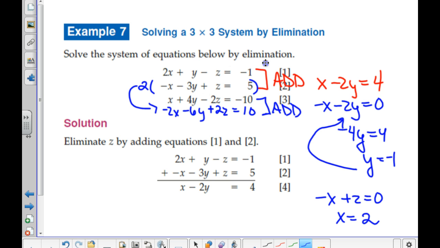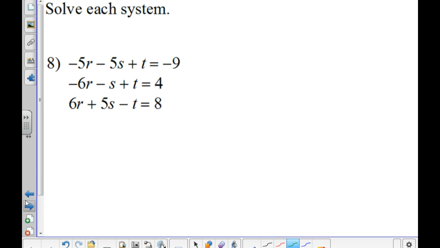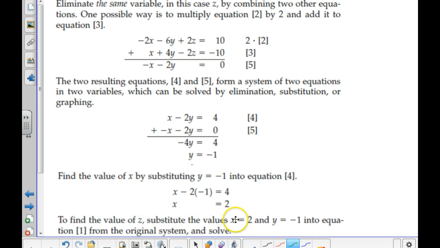And then you would have to go back to one of these. Guys, you would go back here and do 2 times 2 plus negative 1 minus z equals negative 1 and solve for z. I think you get 4. I don't know, I'm going fast and in my head, but let's see what they had for a solution. They had 2, negative 1, and anybody find z? Did I?